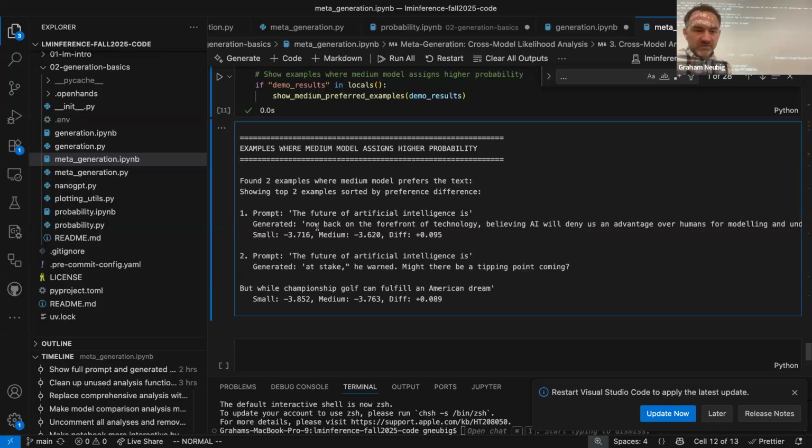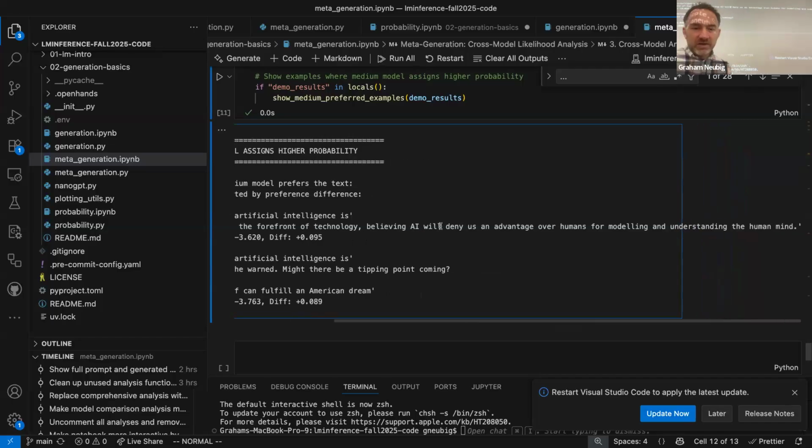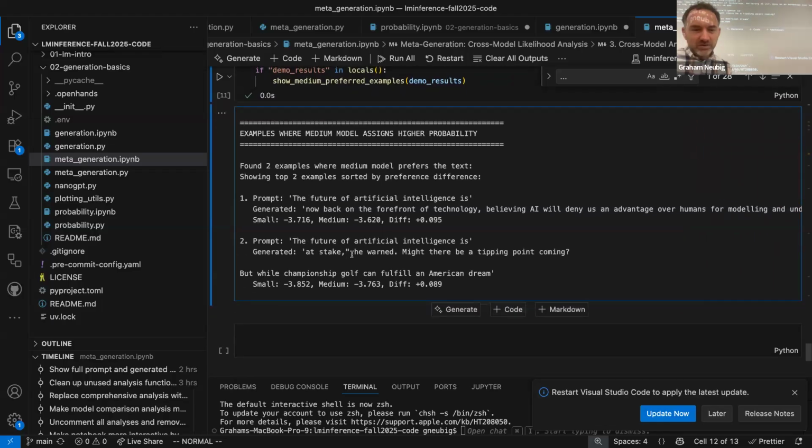So here's a few more examples. The future of artificial intelligence is now back on the forefront of technology. Believing AI will deny us an advantage over humans for modeling and understanding the human mind. It's a little bit weird. The future of artificial intelligence is at stake, he warned. Might there be a tipping point coming? But will championship golf can fulfill an American dream?